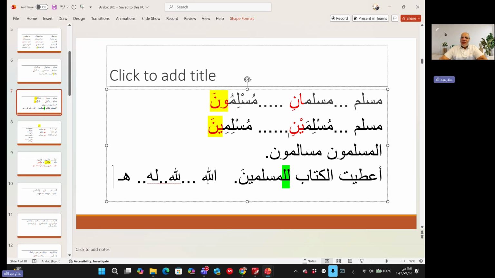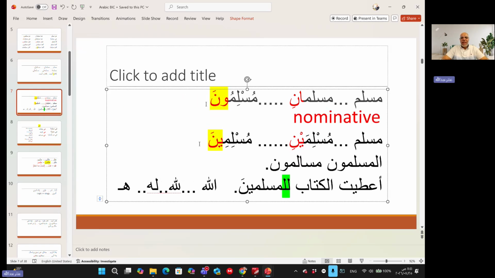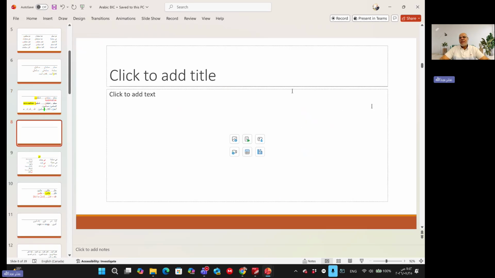Right. So just take a moment to look at this. Muslimuna is plural nominative. Muslimina is plural accusative. And you will find this many times in the Quran, many times: Muslimuna and Muslimina.